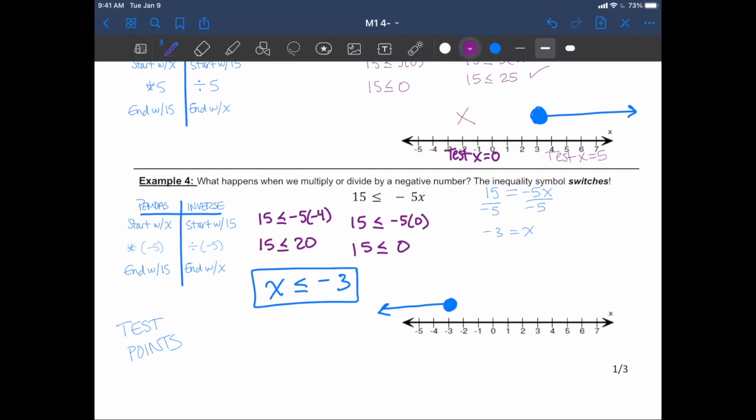Okay. Just a reminder, I tested x equals 0 here, and I tested x equals -4 there. Okay. So it works for this one, not for this one.